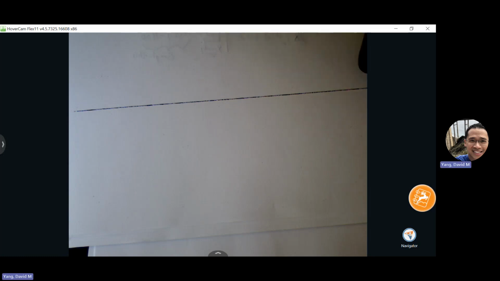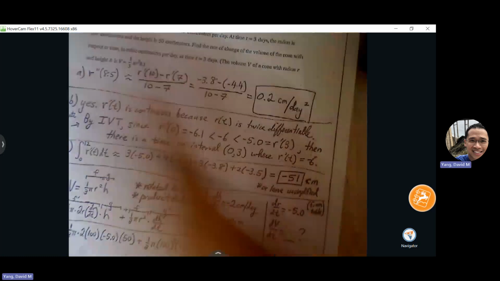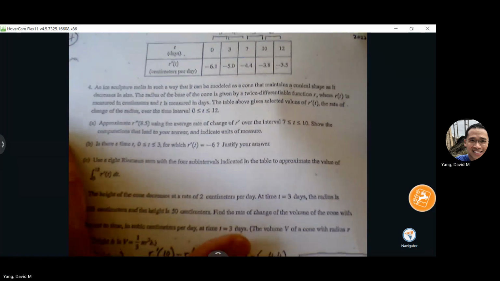Okay, let's see if we can just spend a few minutes to start number 4. Okay, so number 4, we have an ice sculpture. We have a table of values. This is Riemann sums here. Approximate R double prime of 8.5. You know that R prime is given to you.